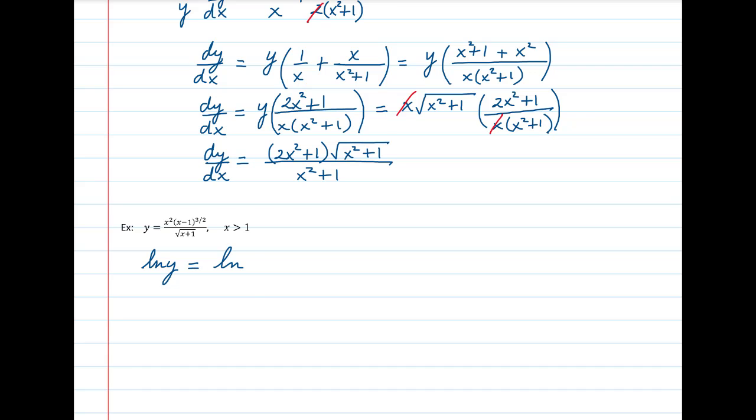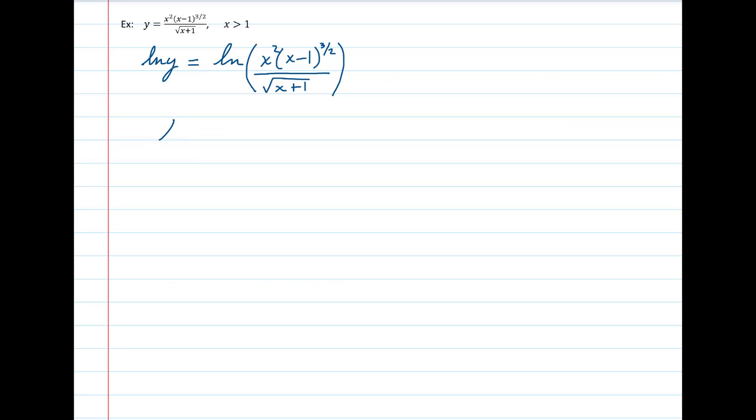And we start by taking the natural log on both sides again. We get the natural log of y is equal to the natural log of that whole quotient there. Notice how we could have used the quotient rule to find the derivative of this function, but we're taking advantage of this technique to make it go a little bit faster.